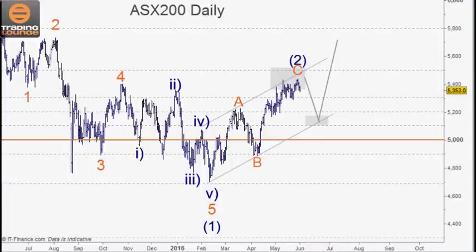Of course, at what point would we call a bear market in? Well, when this big move came down here, we were looking for it to move to the 61.8% mark.